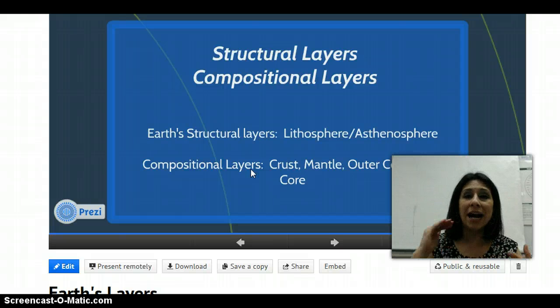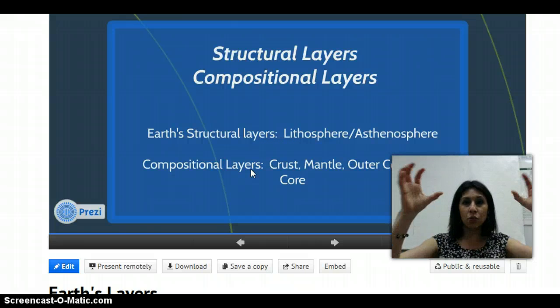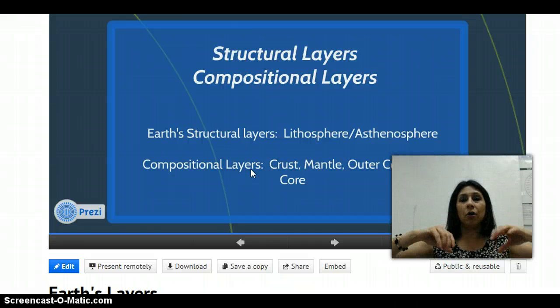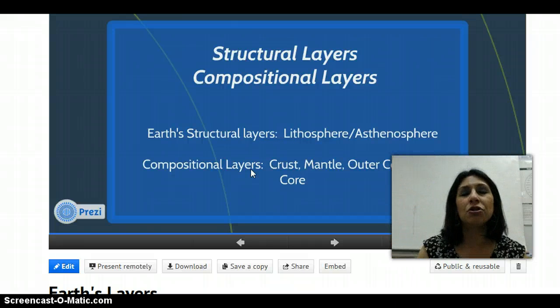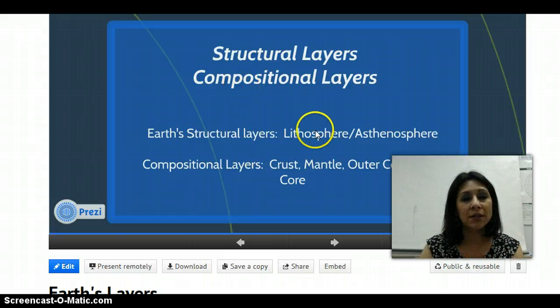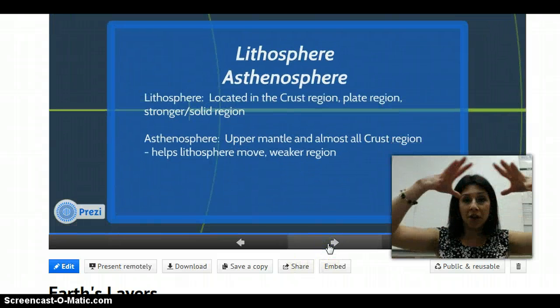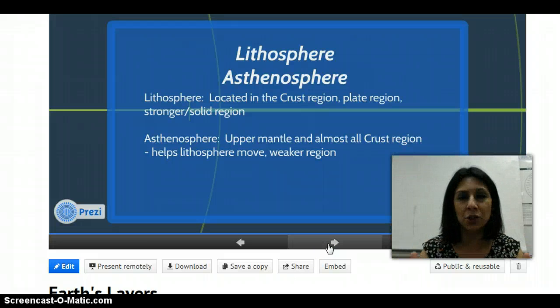When you're talking about how the Earth is structured, okay, what's on top, what lies beneath, what moves this layer, which layer moves what layer, then you're talking about the Earth's structural layers, of which we only learned two. Once again, lithosphere and asthenosphere. The lithosphere is located on the crust region. This is the plate region.